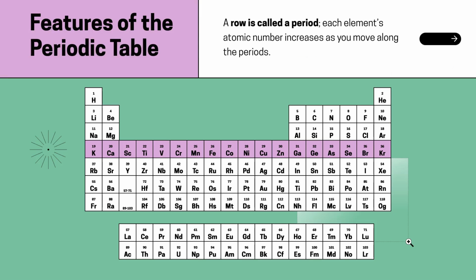Features of the periodic table. A row is a period. Each element's atomic number increases as you move along the period. So this going from left to right is called a period or a row. We usually term it as a period. In period 1, there are only two elements, H and He, that is hydrogen and helium. Similarly, period 2, period 3, and so on.